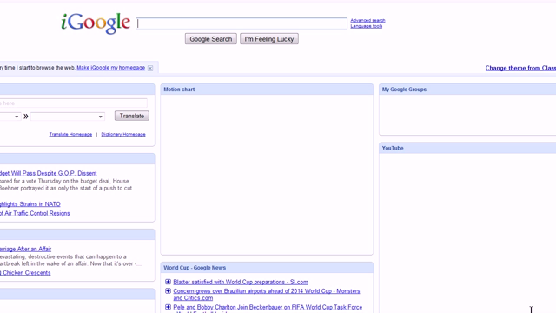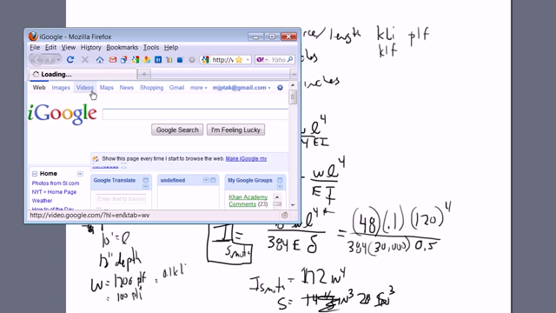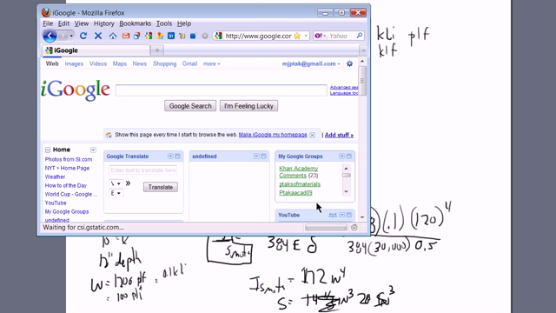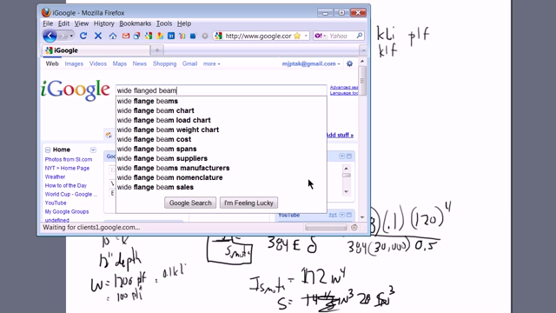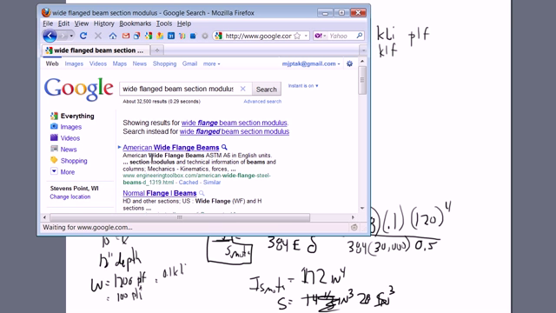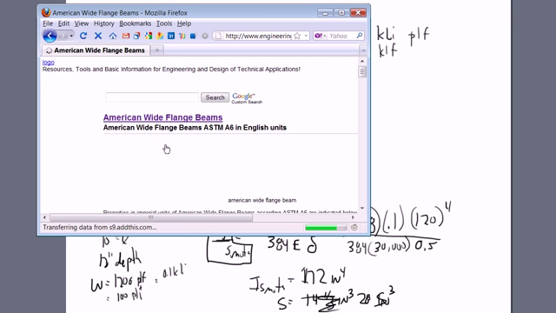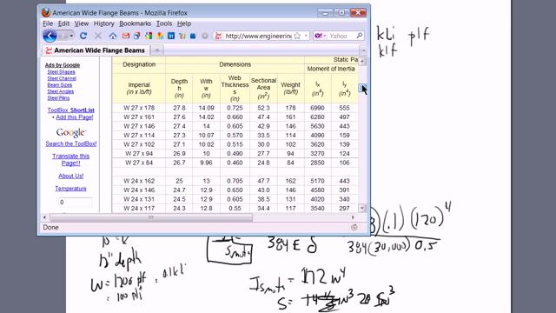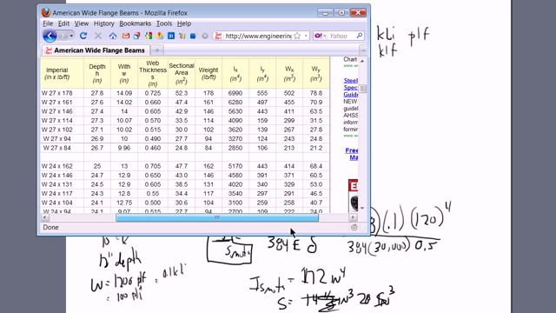There's the web. I'll bring down the browser so hopefully you can see it. We're just going to type in a very quick Google search here. Wide flanged beam section modulus. Let's see what it gives us. American wide flange beams. Well, there you go. From the engineering toolbox, kind of go through there and you look for eventually something. You're looking once again for the section modulus.